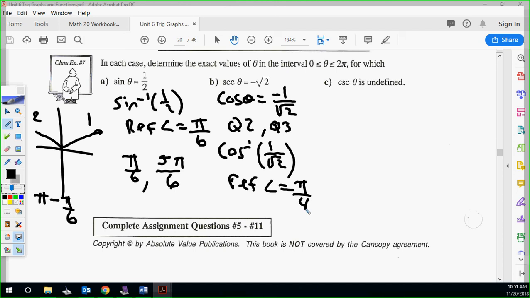Is that an answer? No. We want quadrant 2 and 3. So your answers are, in 2, pi minus pi over 4, and in 3, pi plus pi over 4. So 1 minus 1/4 is 3/4, so 3 pi over 4. And 1 plus 1/4 is 5 pi over 4. So 3 pi over 4 and 5 pi over 4 are your solutions for those locations.